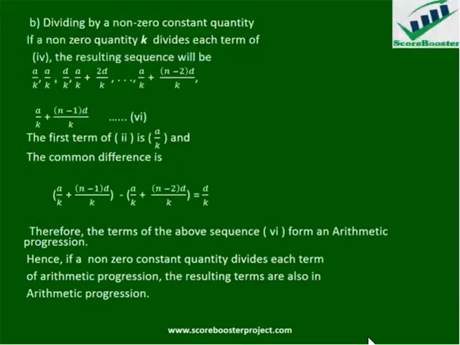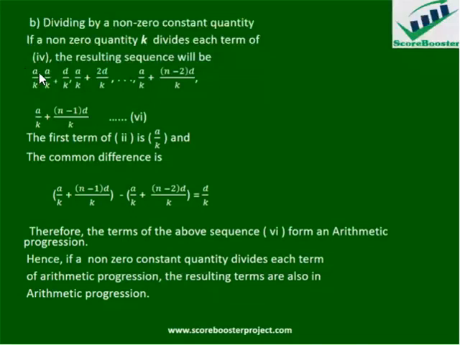Also, if a non-zero constant quantity k divides each term of 4, that is the generalized term of an arithmetic progression, the resulting sequence will be a over k, comma a over k plus d over k, comma a over k plus 2d over k, up to a over k plus (n minus 2)d over k, comma a over k plus (n minus 1)d over k, and that is tagged as the sixth equation. The first term of this new sequence is a over k.